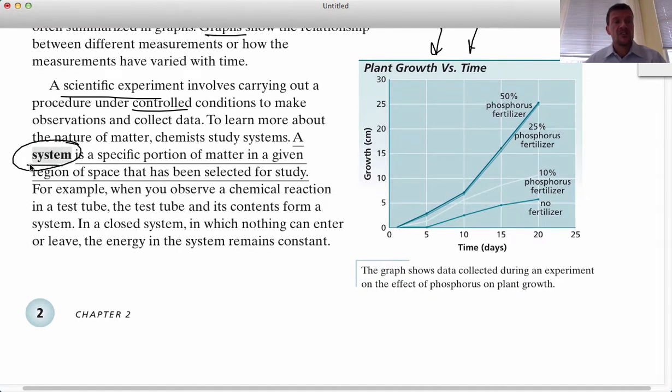This is just a term here, a system. When we talk about a system, we're talking about a particular region or sample of matter that you are focusing your attention on. So it is a specific portion of matter in a given region of space that has been selected to study. That's called a system. You're focusing on the matter in a particular container. Whatever's inside the container is the system. Everything outside of that would be called the surroundings. A closed system just means that we are containing the matter and it's not going to be able to escape.